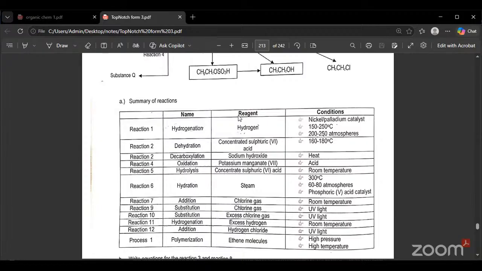So that summary in diagram form has been given the answers: the name of the reaction taking place, the reagent needed for that process, and the conditions that will favor that reaction. I don't know what you are going to do about that one, but it gives the summary. So now it's your turn, Abdi.